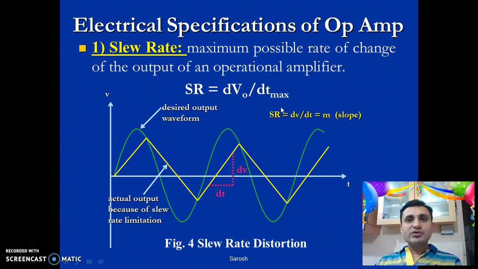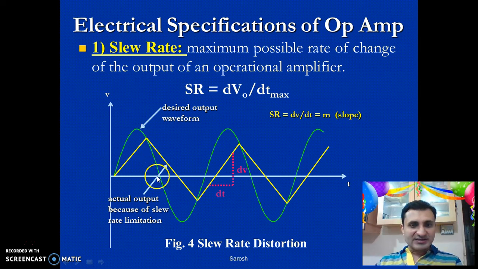Moving on next to the electrical specifications of op-amp. The first one, the most prominent one, is the slew rate. It is defined as the maximum possible rate of change of output of an operational amplifier.